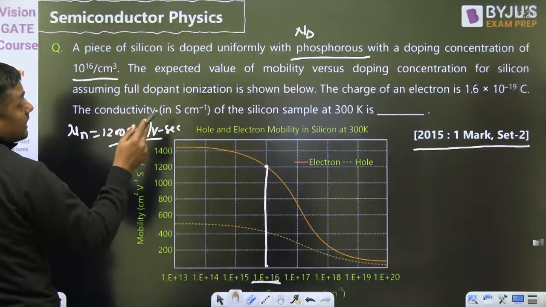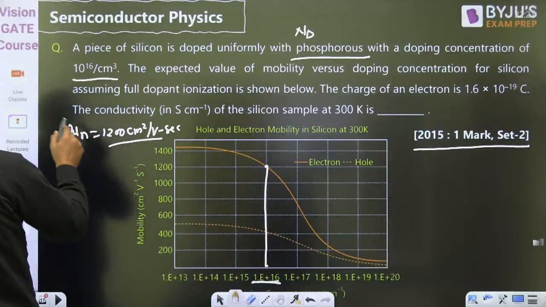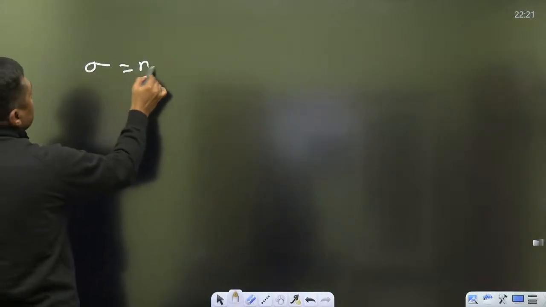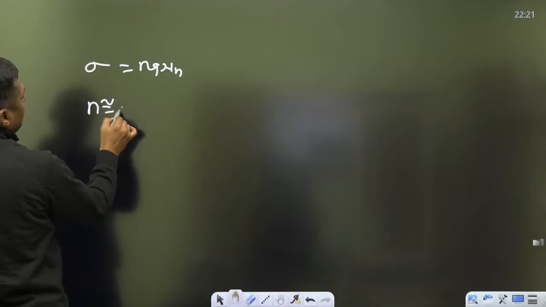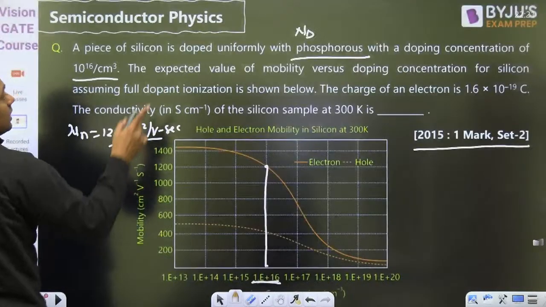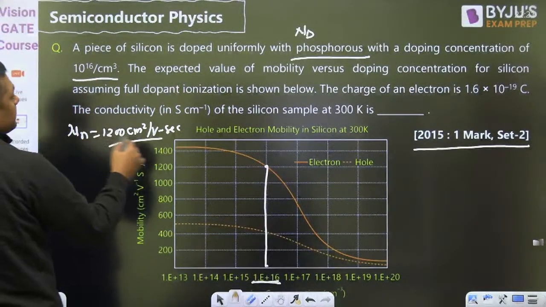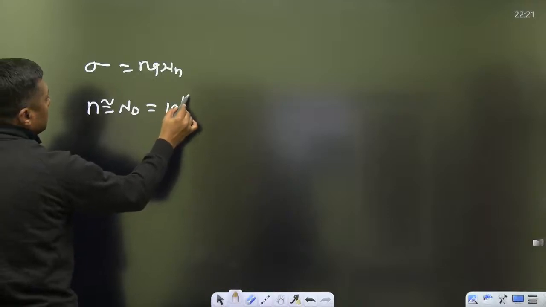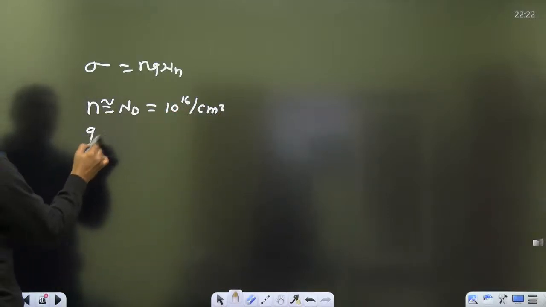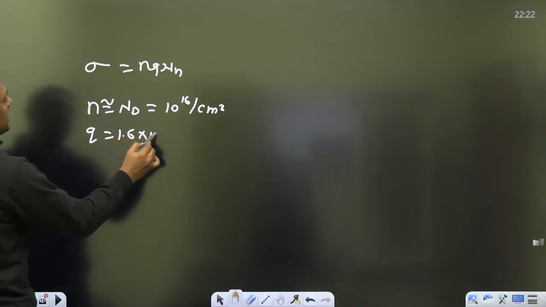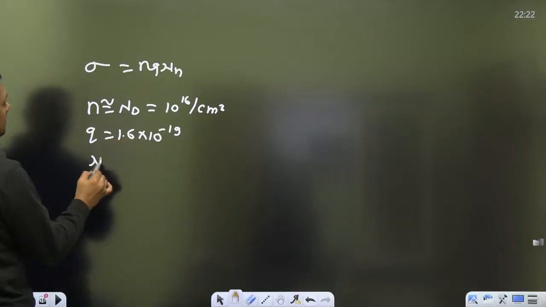You have to find the conductivity, so sigma is equal to q mu n only. What is the n? n is nearly equal to the donor impurity, phosphorus, 10 to the power 16 per centimeter cube. And then what is the q? 1.6 into 10 raised to power minus 19. And now you have the mobility also.